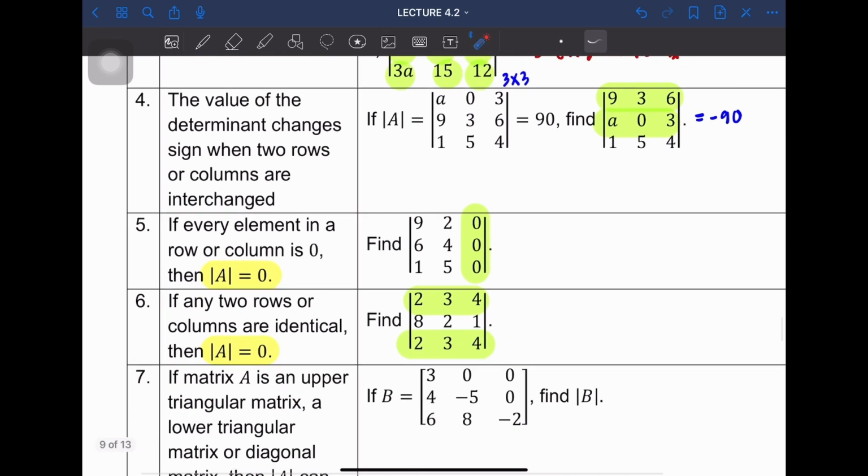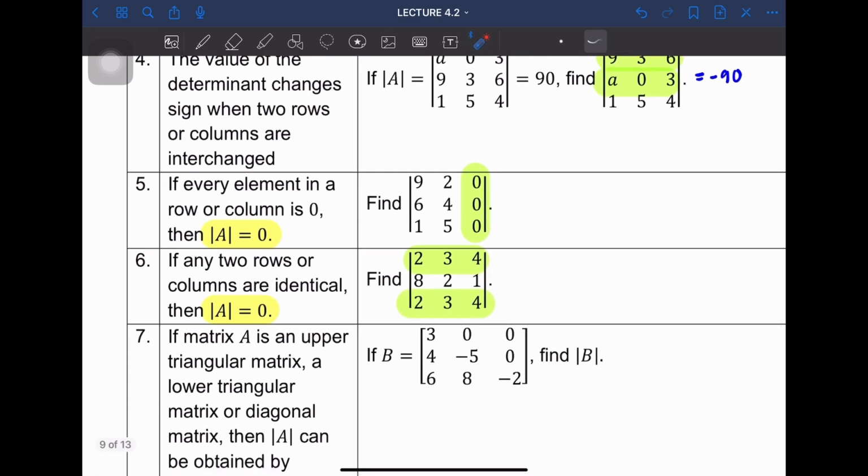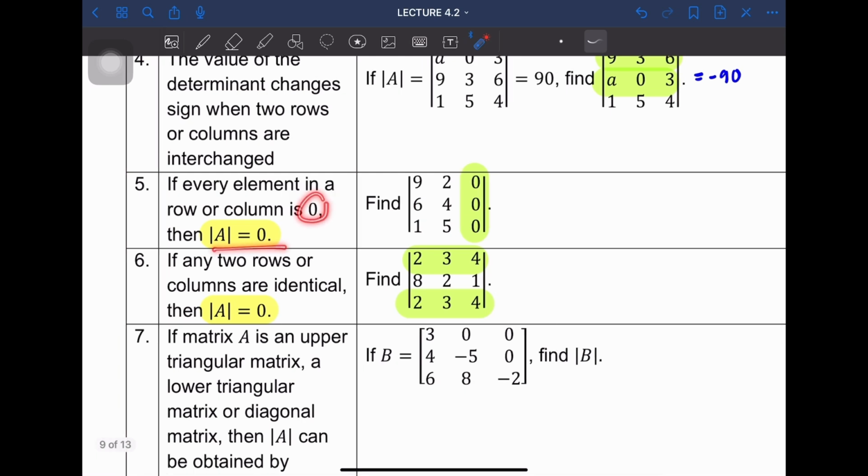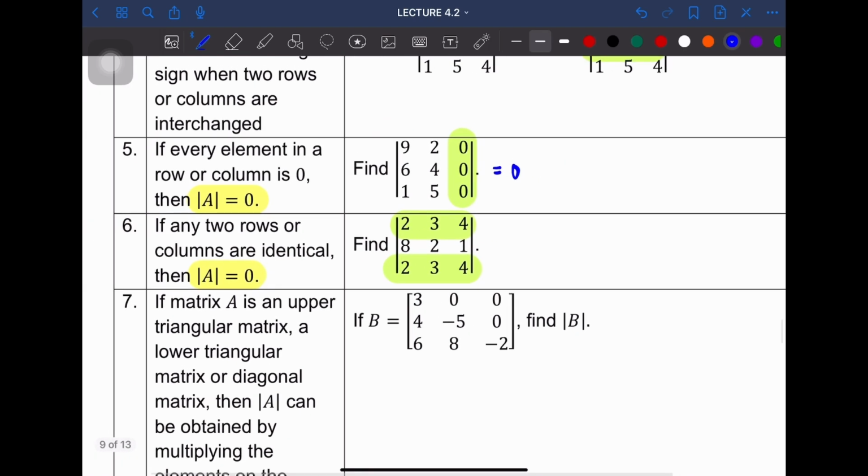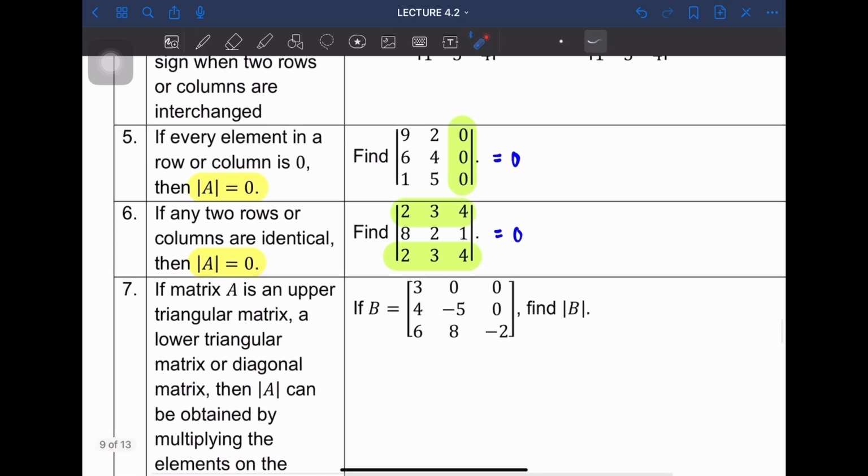Okay, so number 5, if every element in a row or any column is all 0, the determinant is simply 0. For example, we have this matrix over here. You notice that the third column is all 0, so you can conclude that it will always equal 0. Okay, so number 6, if any two rows or columns are identical, your determinant is also equal to 0. For example, in this matrix, we have the same exact row 1 and row 3, so you can directly conclude the determinant will always equal 0.